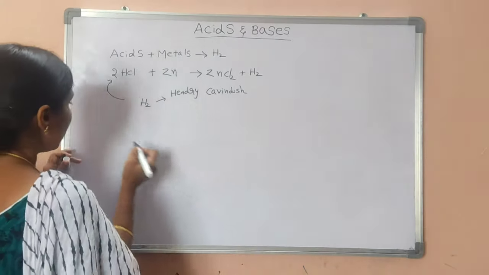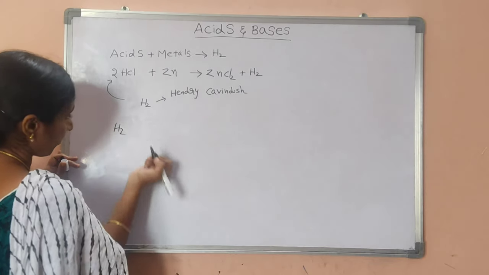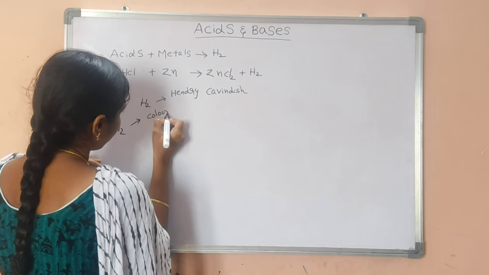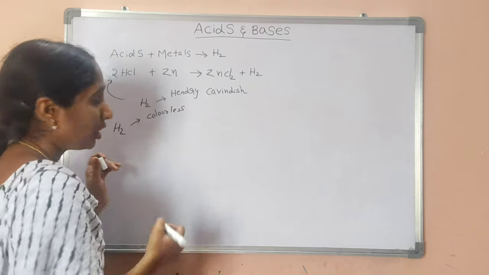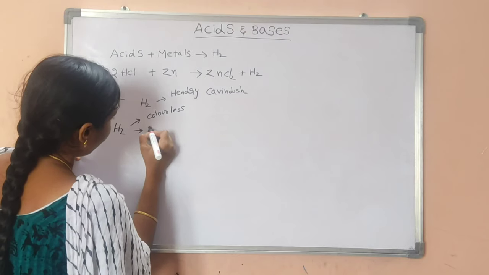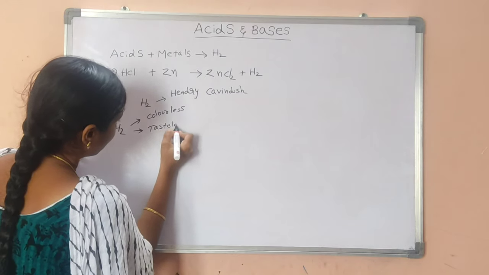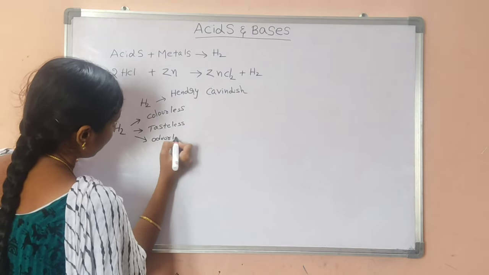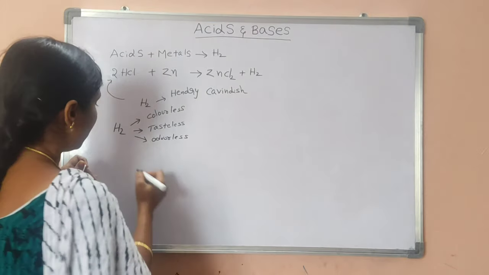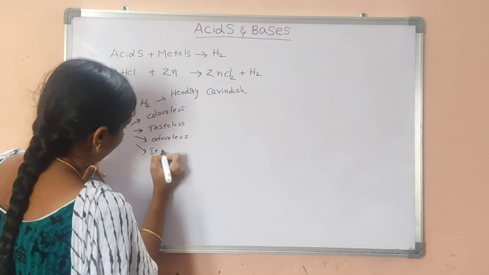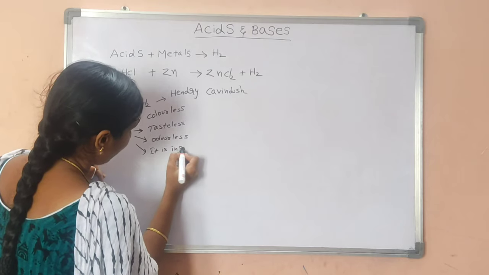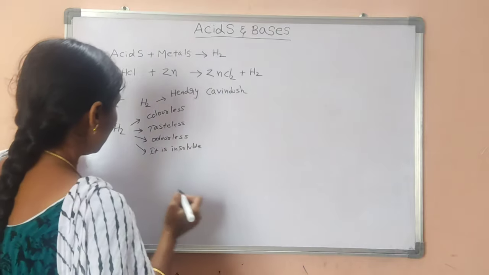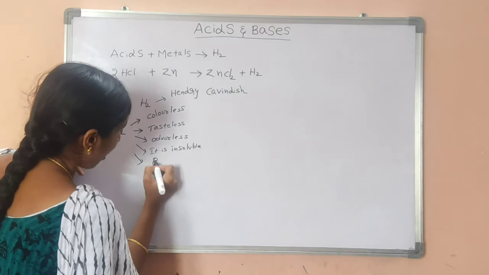Okay. Some properties of hydrogen gas. Hydrogen gas is a colorless gas. It is tasteless, odorless. Odorless means it does not have any smell. It is insoluble in water. Insoluble means it does not dissolve in water. It gives a pop sound.